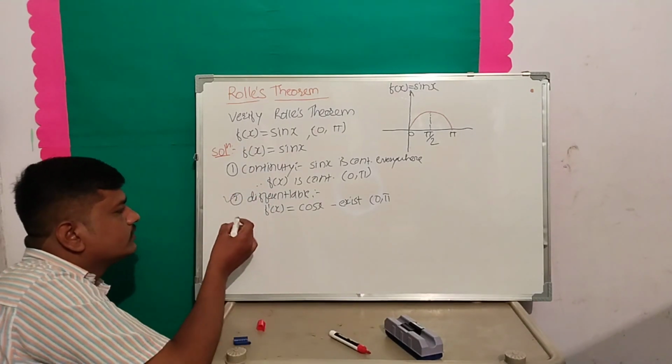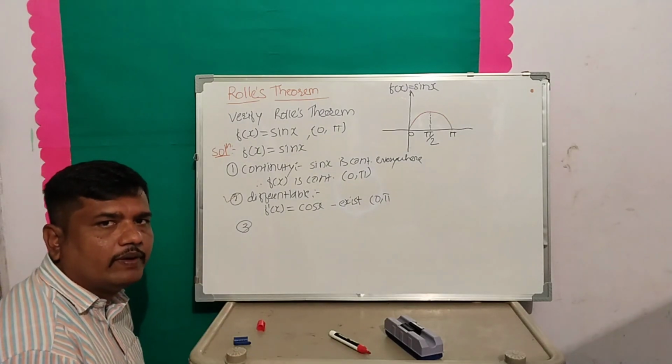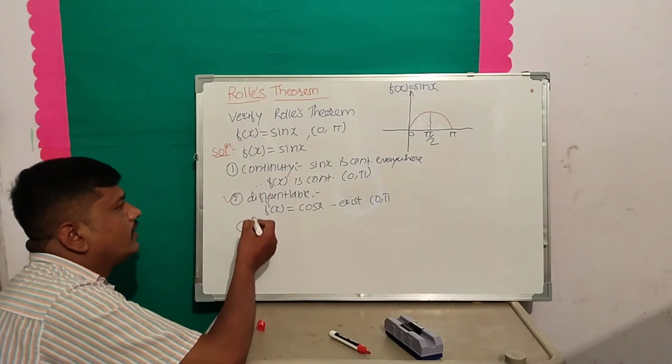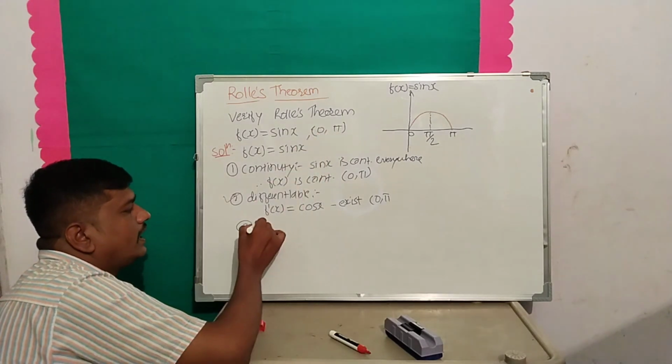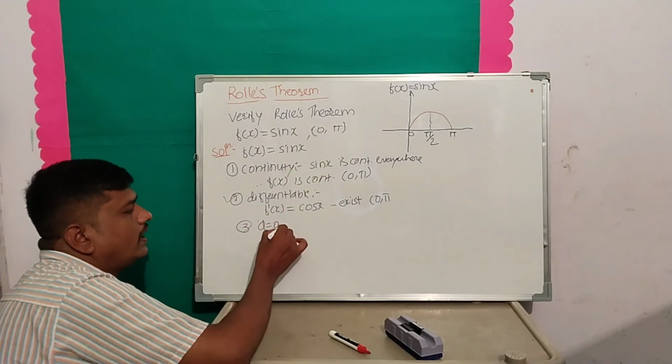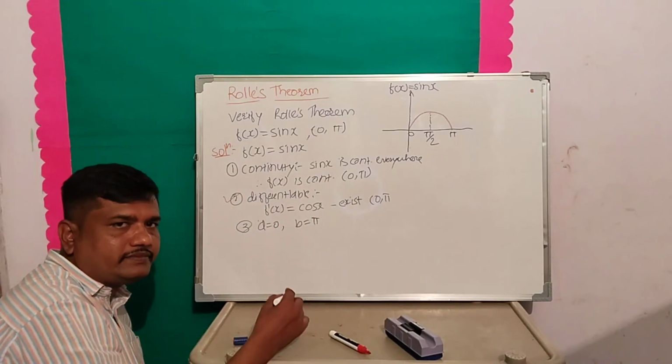And the third condition is what? The third condition is to check whether f of a is equal to f of b or not. So for that, f of a, here you can check that a is equal to 0, and then b you can say it is equal to pi.